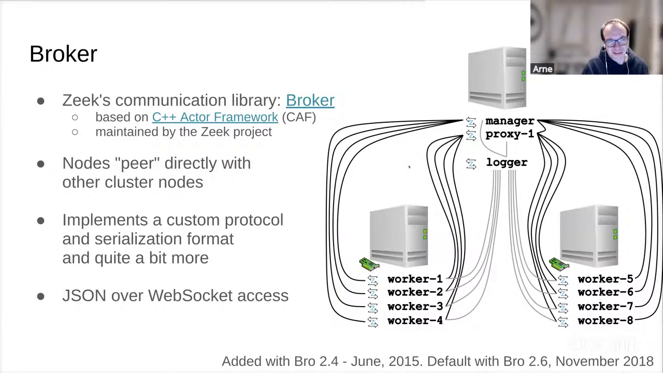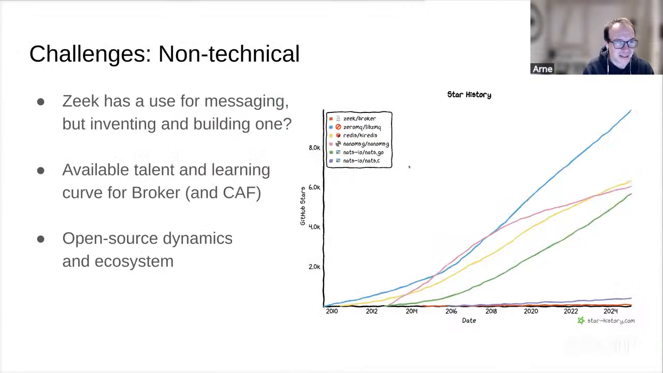The title was pluggable cluster backends. We want to make this functionality pluggable or exchangeable. The first question is maybe, why are we even looking at this? This slide lists some non-technical issues that we have with Broker.